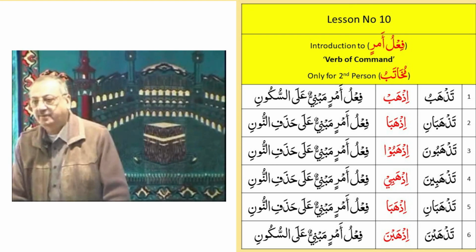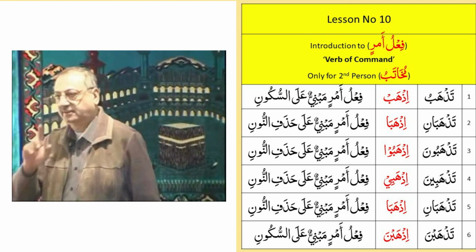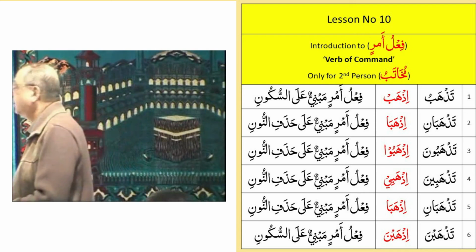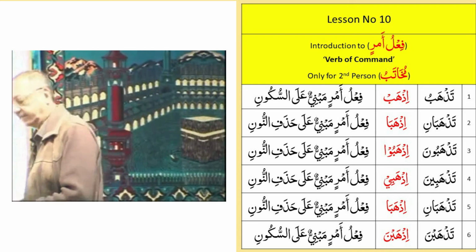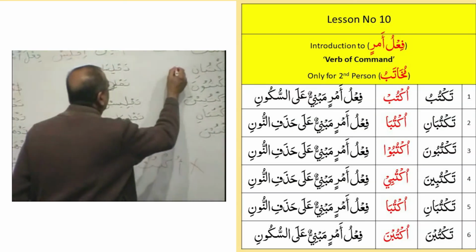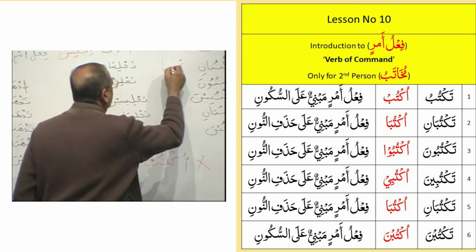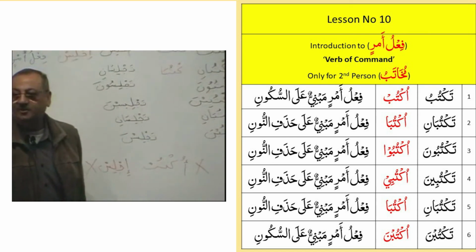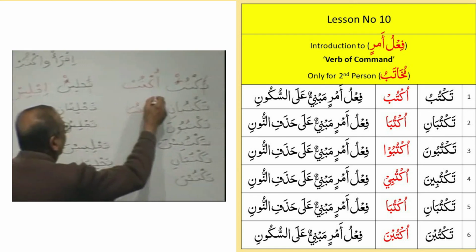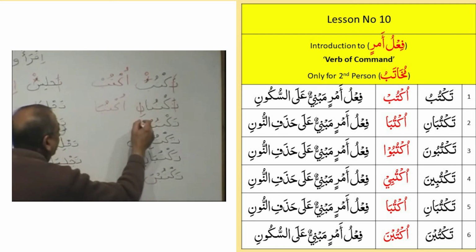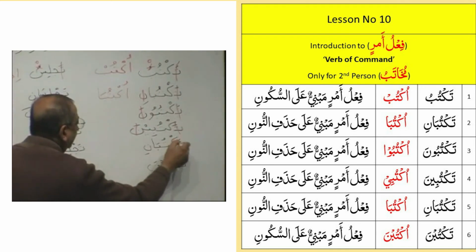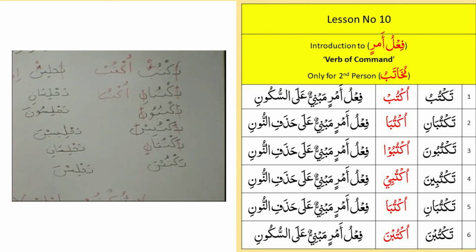Now, how do I describe the next one? Let's do the whole thing, then you ask me again. How will I describe this now, sister? Are you with me? I drop the noon. Now I have to bring Hamza. What's the word now? Uktuba means two of you write. So how will I describe Uktuba?